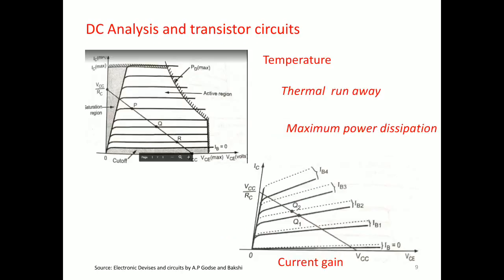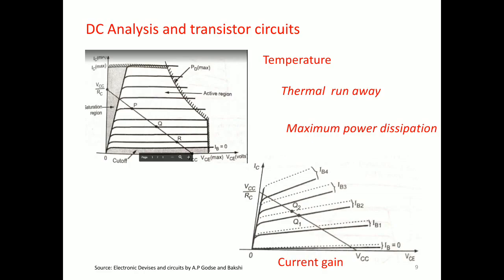Okay sir, I have fixed the point. Is there any other parameter to be considered? Yes, there are 2 parameters to be considered while considering the operation of a transistor. After fixing the Q point, you have to consider 2 more parameters. One is temperature, another one is the current gain value.